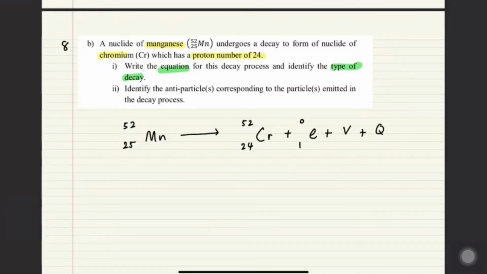Okay, and then kalau ini adalah positron, dia akan release apa, ingat tak tadi? Saya nak satu. Q dengan apa lagi satu? V. Yes, neutrino dia. Okay, very good. Okay, so now lagi dia nak cari type of decay. So type of decay ini adalah beta plus decay.